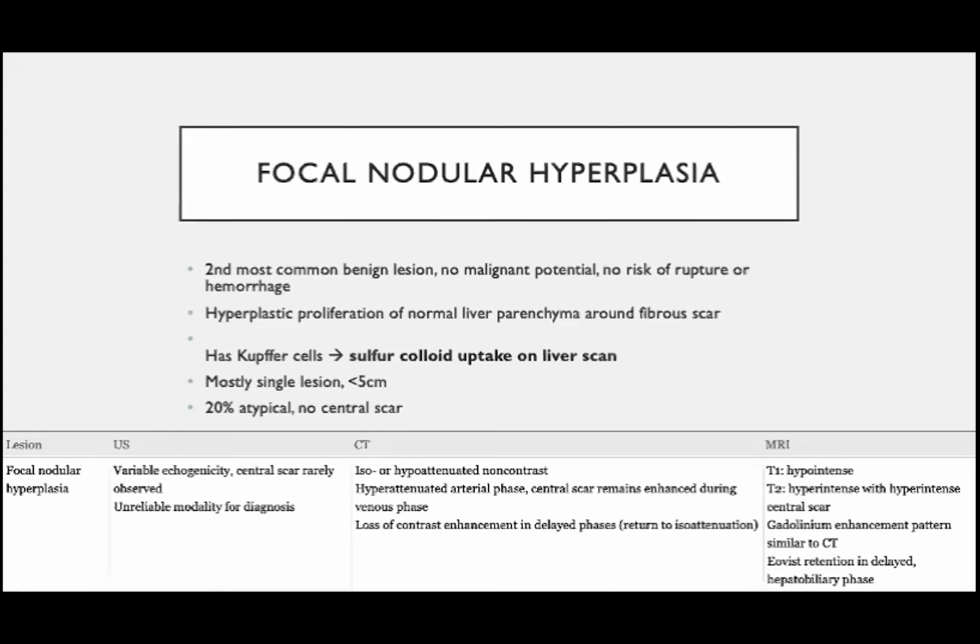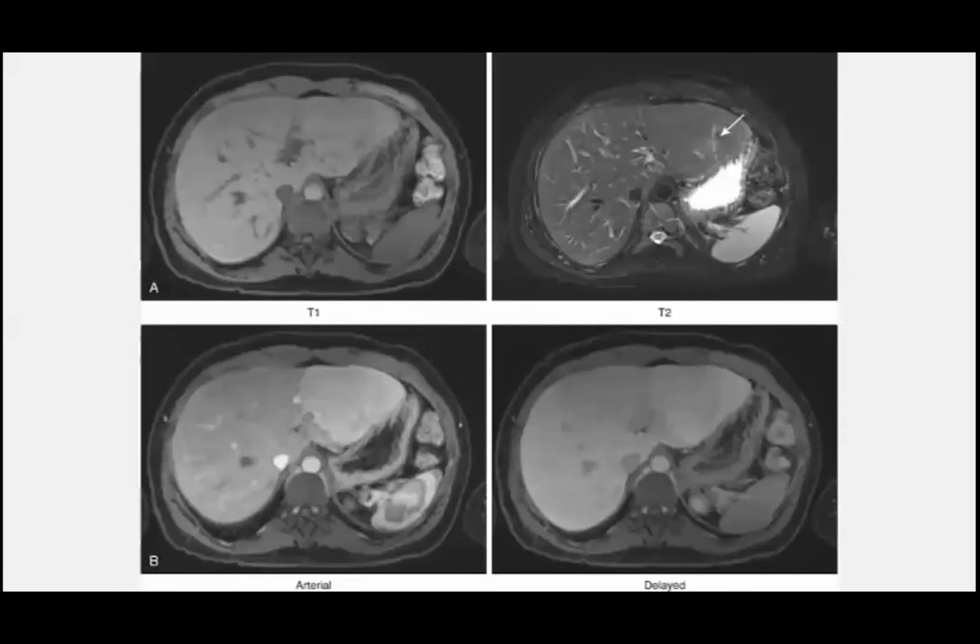So in A, we see hypointense throughout on T1 weighted imaging. This is the area in question, but then we switch to T2 and we can see that central scar. When we look at CT on the arterial phase, the classic thing is early arterial enhancement with rapid washout. During the venous phase, FNH is isointense while the central scar remains enhanced.